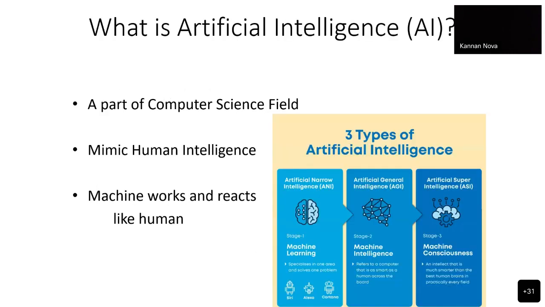First of all, AI is a part of the computer science field, correct? What AI does is mimic human intelligence, so that a machine works and reacts like a human. Nowadays everybody is talking about ChatGPT, right? That is also AI, ML, and I'll touch a little on which ML or AI is used in ChatGPT.